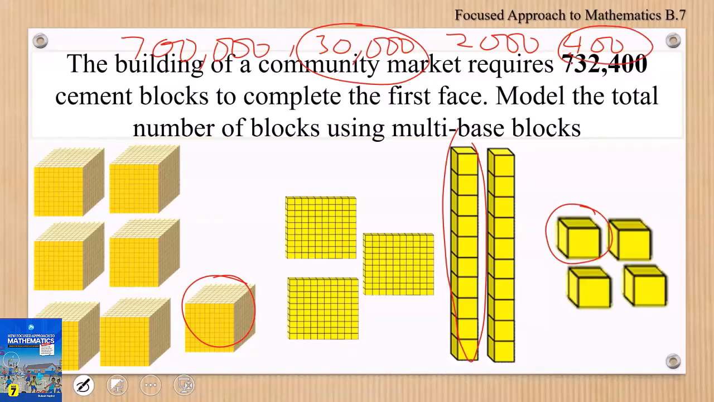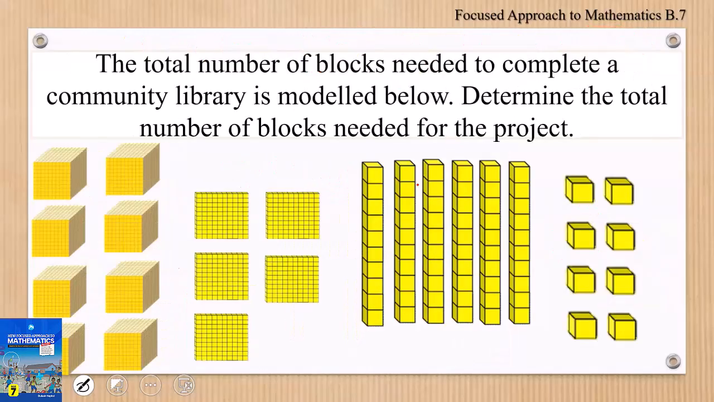So when we put together, then we can have our figure 732,400. So that becomes the modeling of the figure 732,400. Now let's take another example. This time around, let's have the question this way. The total number of blocks needed to complete a community library is modeled below. Now they model it for us. Determine the total number of blocks needed for the project.